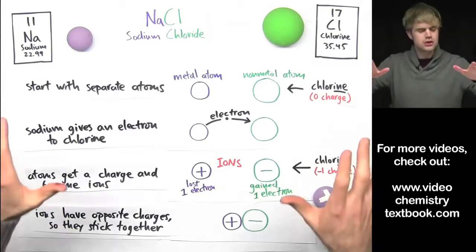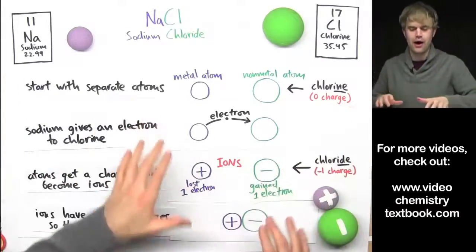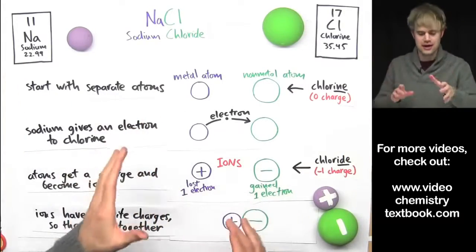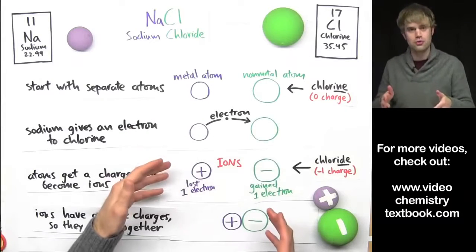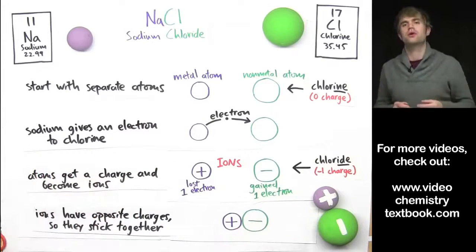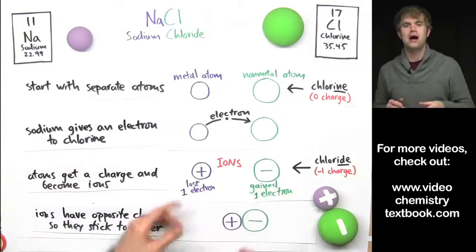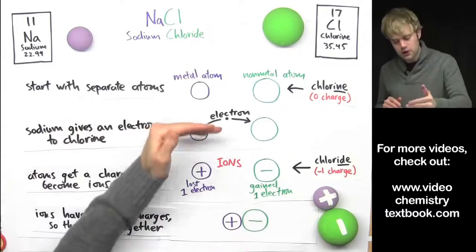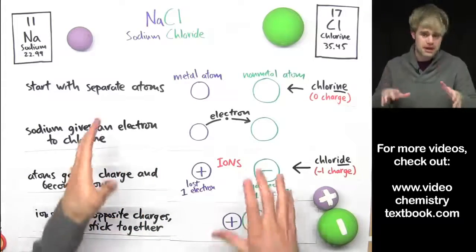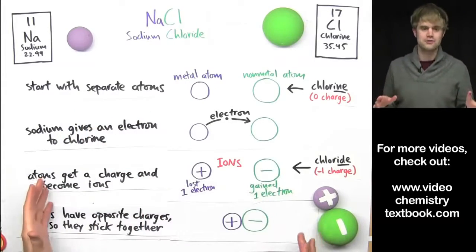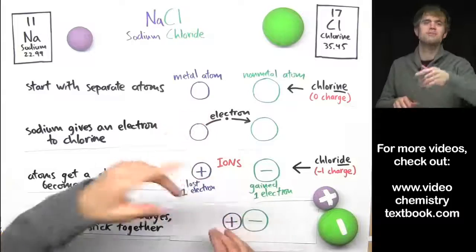So this is just the very basics of how ionic bonds form. We haven't really talked about details, like why the electrons move. That's what we're going to do in the next video. So to go a little bit more in depth, check that out. But before you do, just make sure that you understand these basic steps of how ionic bonds form. And then once you're good with this, we'll go from there.